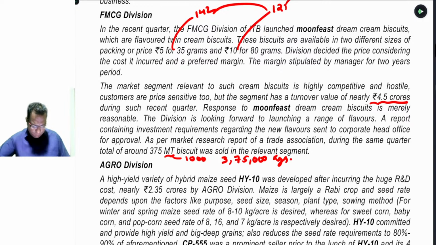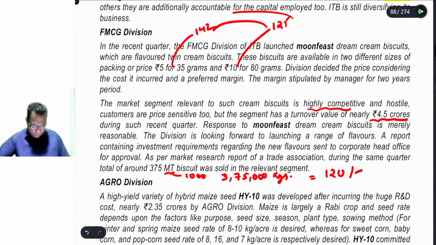divided by 3,75,000 kg. So the answer is 120 rupees per kg. The market is price sensitive, the market is highly competitive, and you are selling your biscuit at a premium. So definitely that's why the response is merely reasonable.